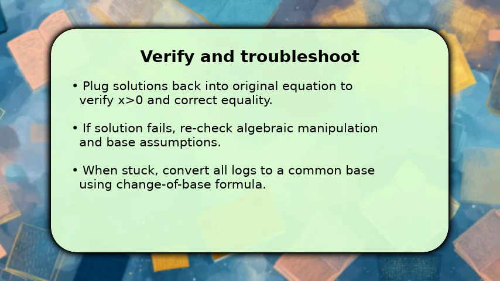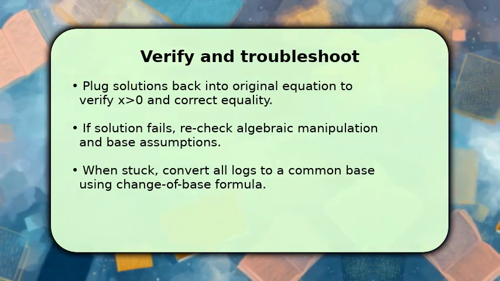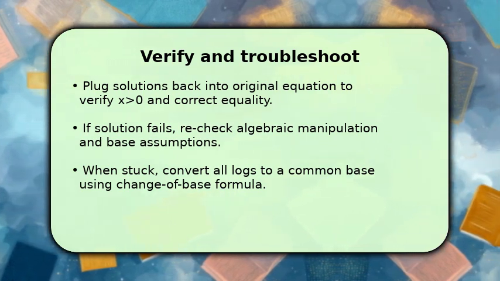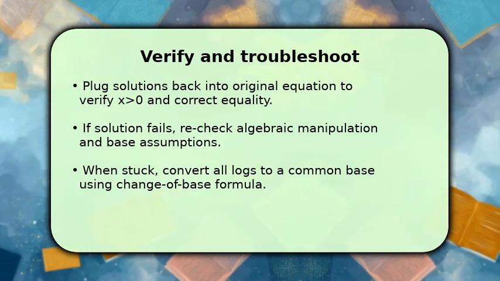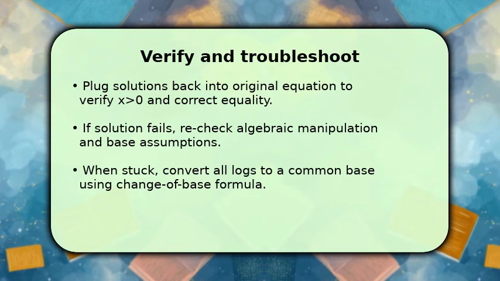Once done, if results remain confusing, switch all logs to a single base using the change of base formula to reveal hidden relationships. A key troubleshooting tip: extraneous roots often come from ignoring domain restrictions, so always check that first.